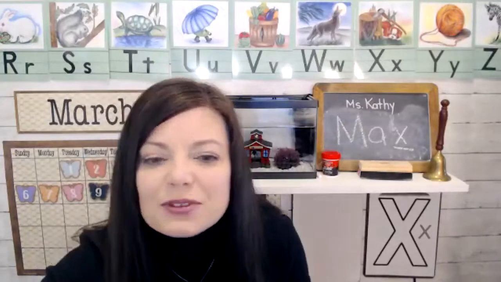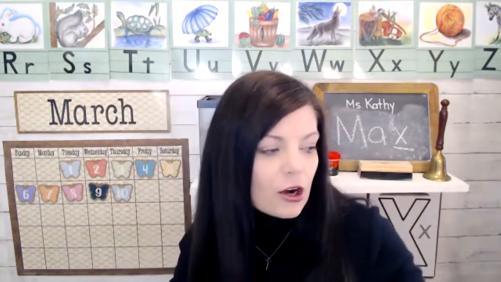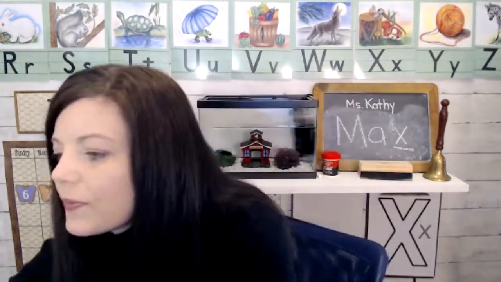Well, let's start some school right now with calendar time. The month is March. And today's number goes right there. So let's reach into our jar and see how we're going to count today. Today it says we're counting like a giant. So here we go. We're going to get our giant voices.